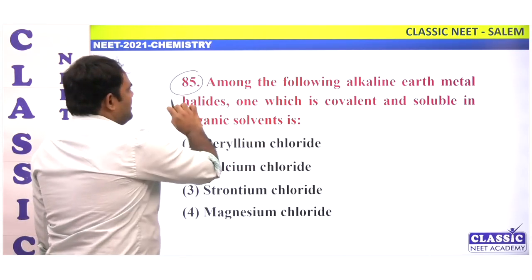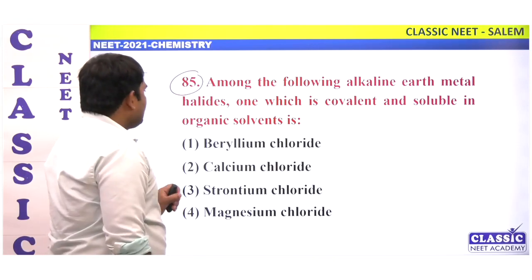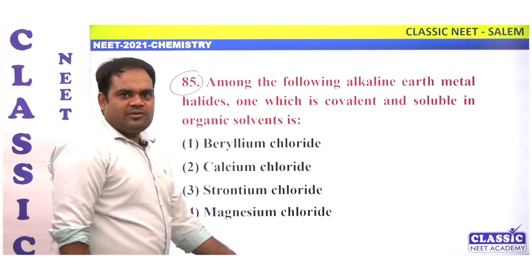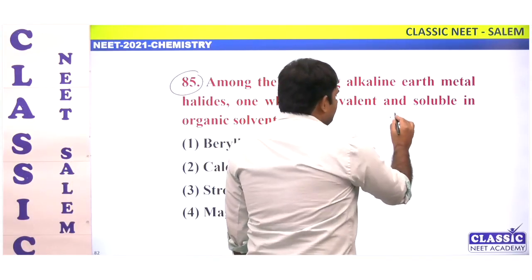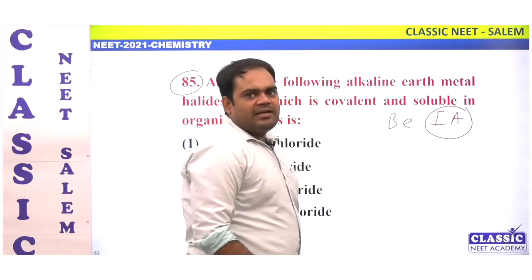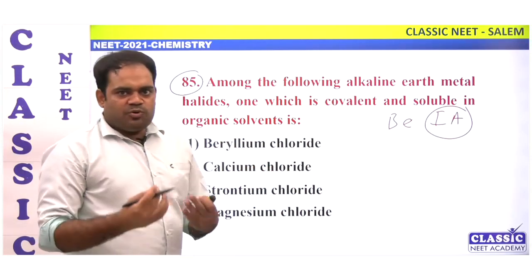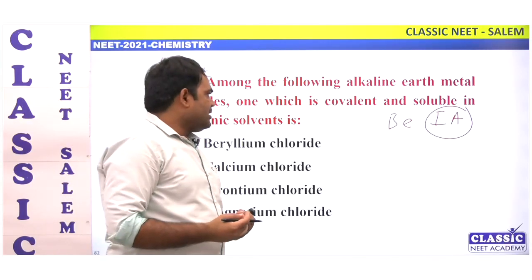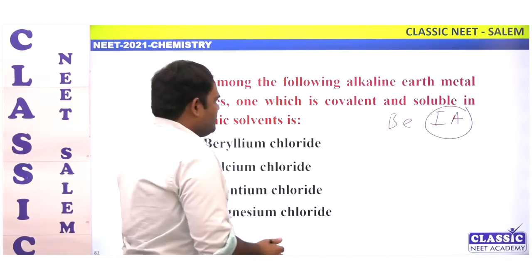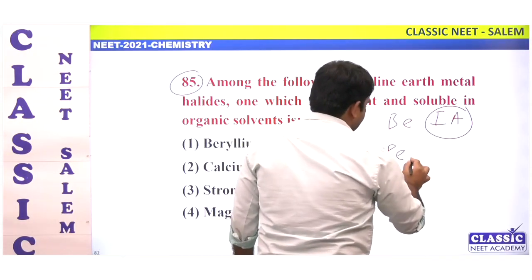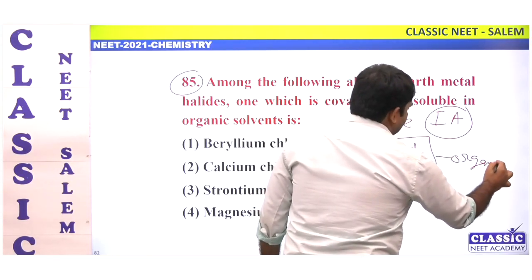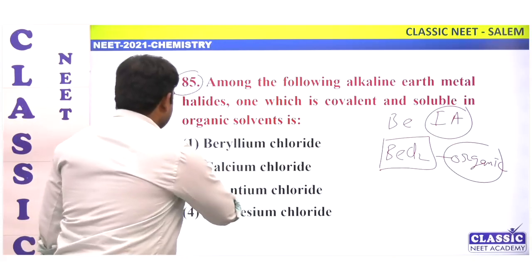Next one is given here. Among the following alkaline earth metals, identify the one which is covalent and soluble in organic solvent. Look here, beryllium is the first element of the group. Beryllium halides are covalent in nature. Covalent compounds are soluble in organic solvents. So beryllium chloride is soluble in organic solvent. So which one is the correct answer here? First one.